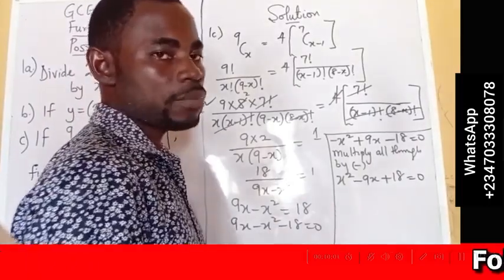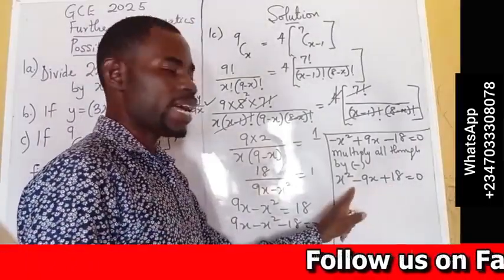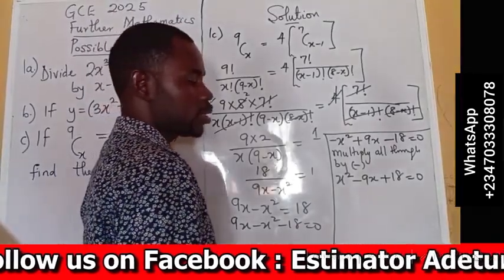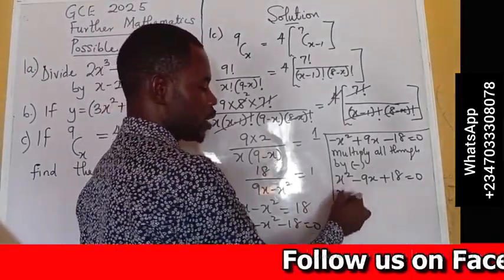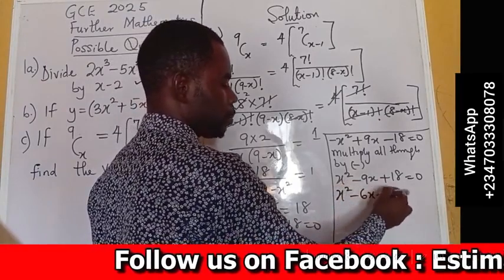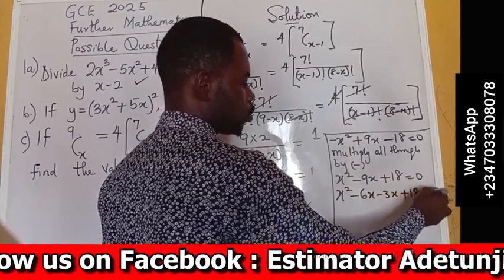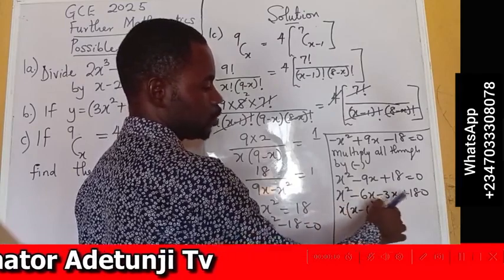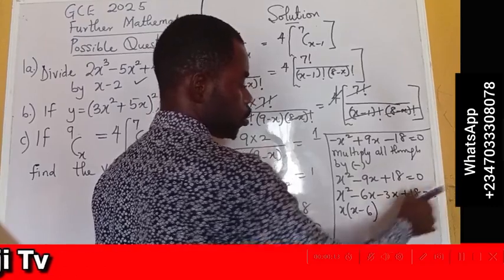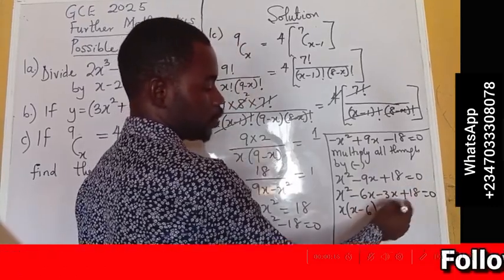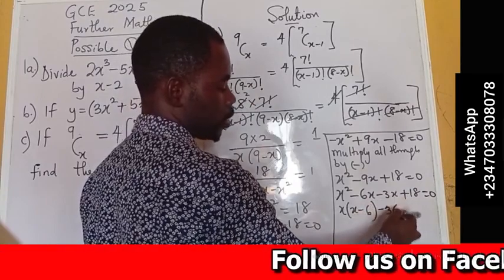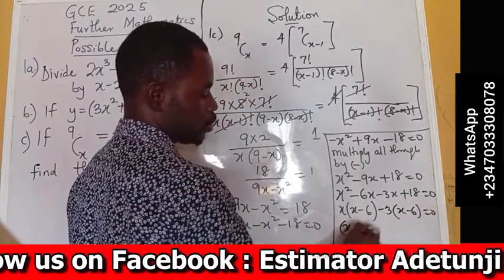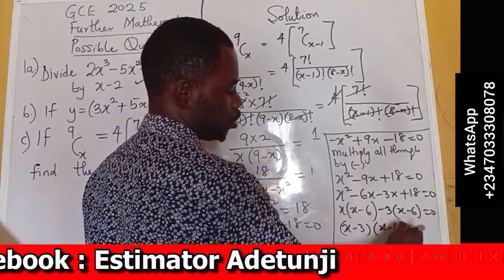Alright, what are the numbers I'm going to multiply that will give me positive 18, and when I add or subtract will give me minus 9x? I'm going to have minus 6x minus 3x. So x squared minus 6x minus 3x plus 18 equals 0. Without wasting time, I have x, open bracket, x minus 6. Remember, this one equals 0. What will I have here? Same thing. If 3 is common, so negative 3. So I have x minus 6 all equals 0. So (x minus 3)(x minus 6) equals 0.